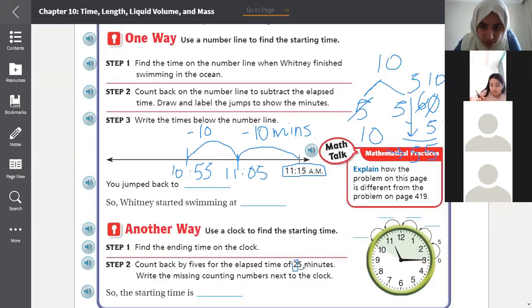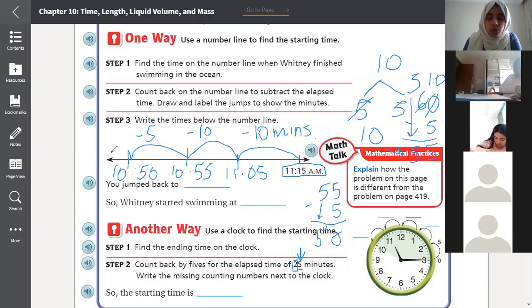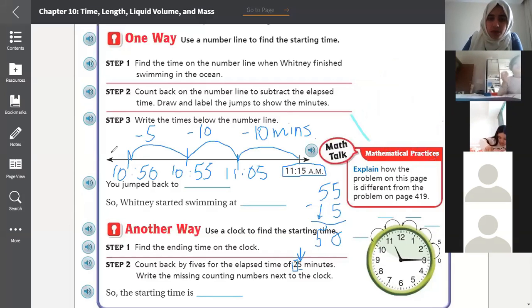In the ones place? 5. So I need to subtract one last time by 5 to find the start time. So 55 minutes minus 5 minutes is 50, yes, good job. So 50 minutes after 10 would be the start time. Yara, so we jumped back to what number? To 10:50.